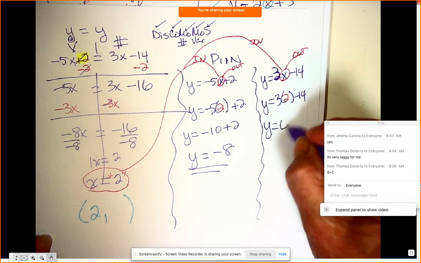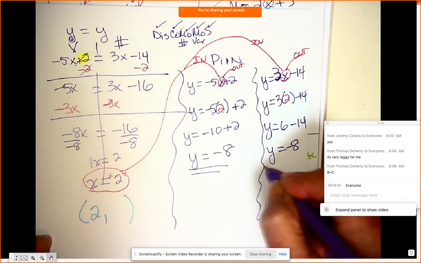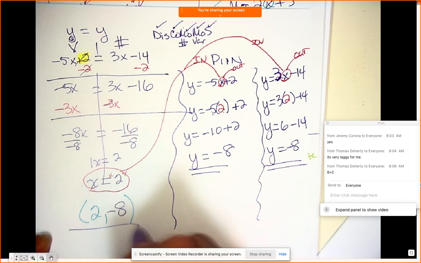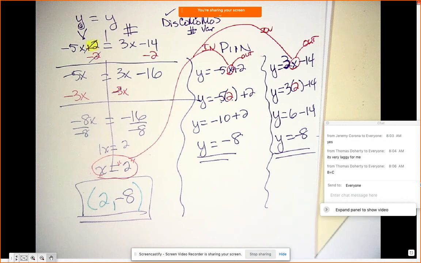3 times 2 is 6. 6 minus 14, different sign, subtract. So guess what y is? It's negative 8. So the ordered pair where these are going to meet, if I were to graph these, I assure you that they're going to meet at (2, negative 8).